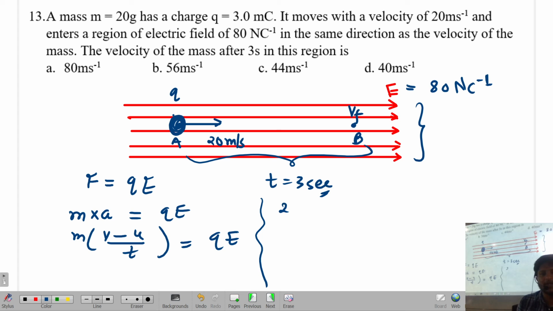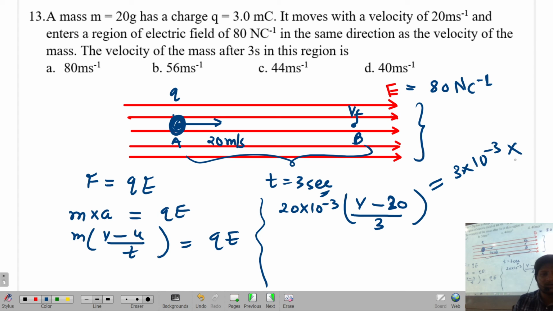Mass is 20 into 10 to the power of minus 3. Final velocity you need to calculate. Initial velocity is 20. Time is 3. Charge is 3 millicoulomb, so 3 into 10 to the power of minus 3. Electric field is 80. Put it.